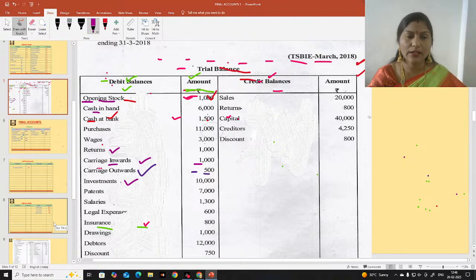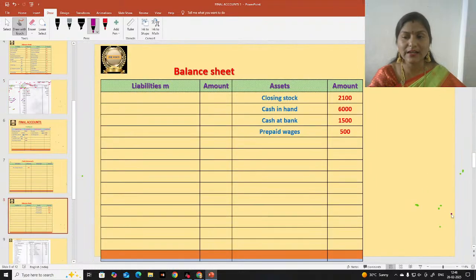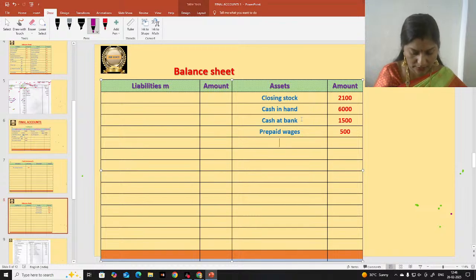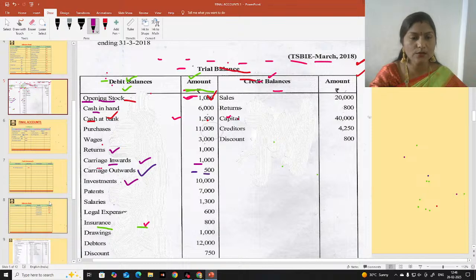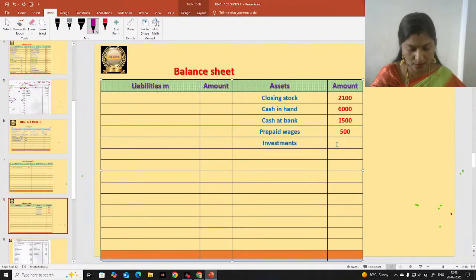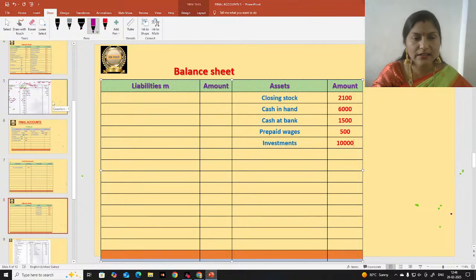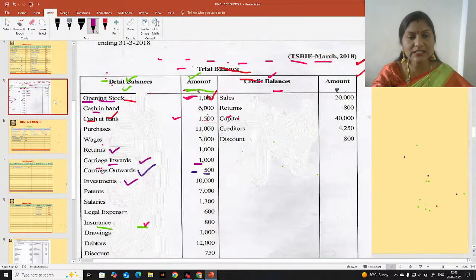Let us go and record in the balance sheet on the asset side, because investment is an asset. How much are my investments? 10,000. You can see that the value is 10,000, so I am recording 10,000 here. Okay, hope it is clear. Let us go to the question and discuss the next item.